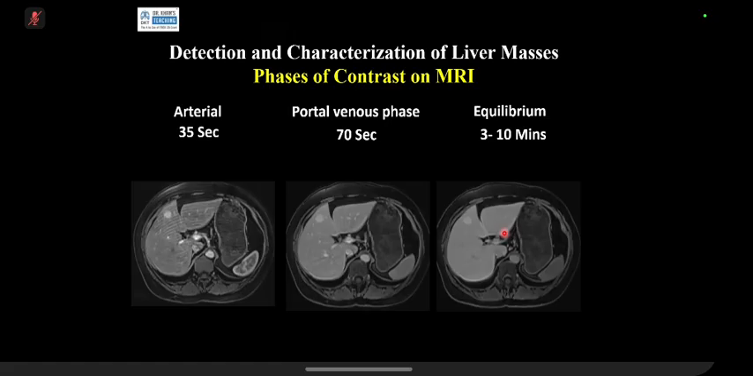We do scanning till 10 minutes. We call it the equilibrium phase. Take a picture of this. This is an exam question. Equilibrium phase. In equilibrium phase, you remember these contrast agents are extracellular, so they permeate outside the vessels and they go into the interstitium. Equilibrium phase means where equal concentration is in the interstitium and in the vessel. That is this phase.